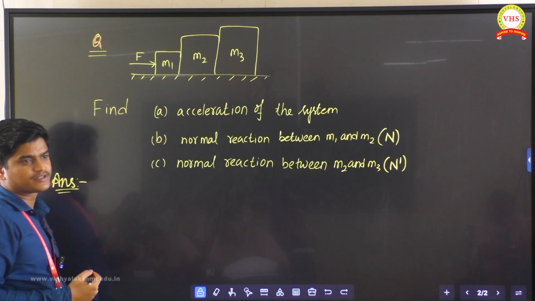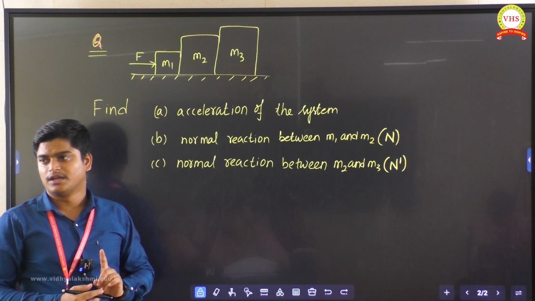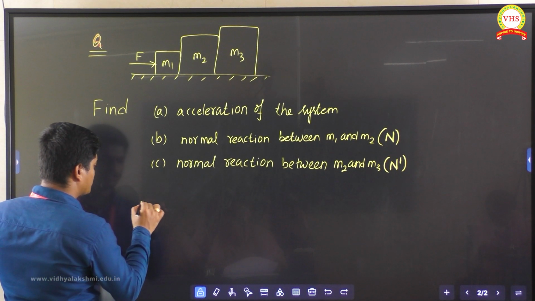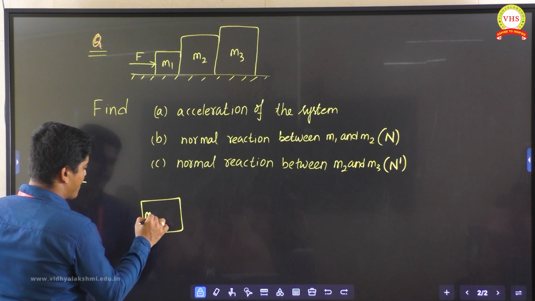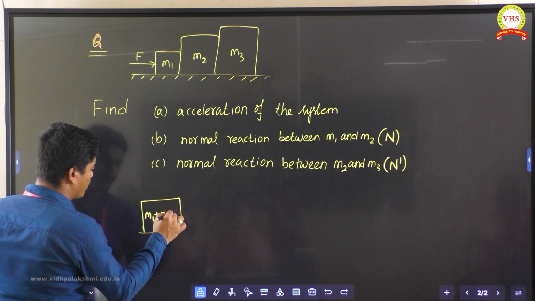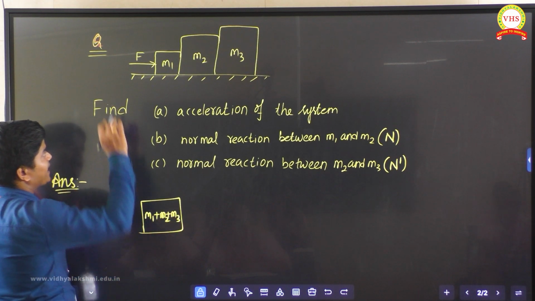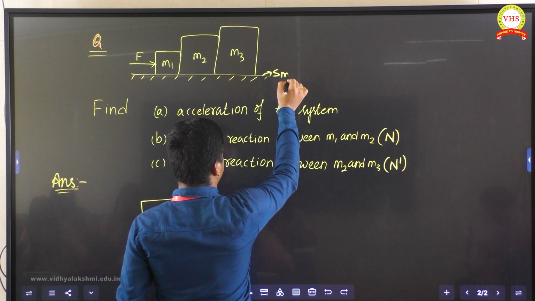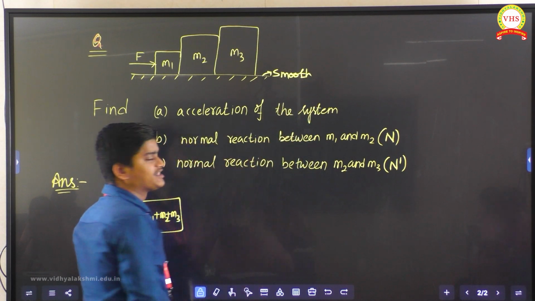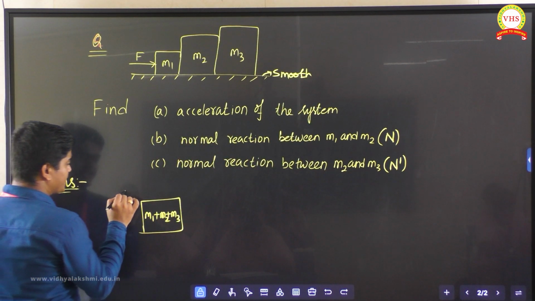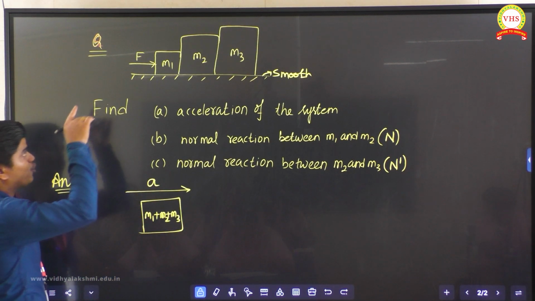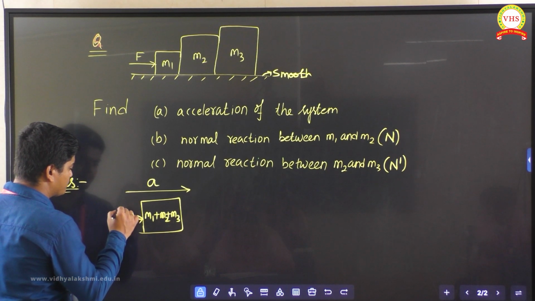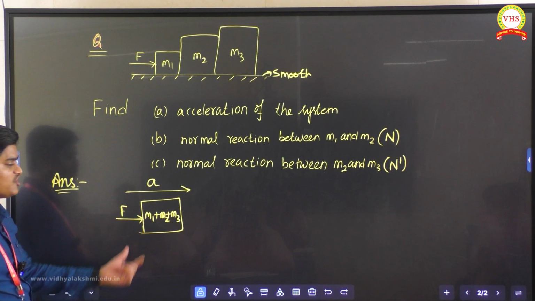See, these three bodies are in contact. Now these three bodies I can take as one system. I can consider this as one system with mass M1 plus M2 plus M3. And as the force is given from left to right, and I consider the surface to be smooth, no friction is there, this object will move in the right direction. Yes or no? So here force applied is F. Mass is M1 plus M2 plus M3.